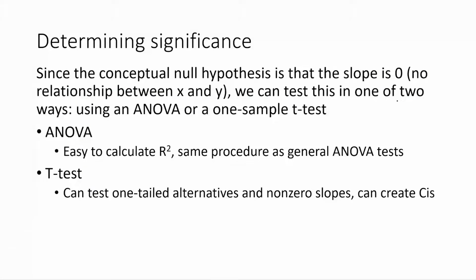When we're trying to determine significance, so whether our slope really is not 0, if it actually is something other than 0 and there is a significant relationship between x and y, we can test this one of two ways. We can test it using an ANOVA or a one-sample t-test. Using the ANOVA method, it's easy to calculate an R square. It's the same procedure as a general ANOVA test. When we do our t-test method, we can test one-tailed alternatives and non-zero slopes and can create confidence intervals.